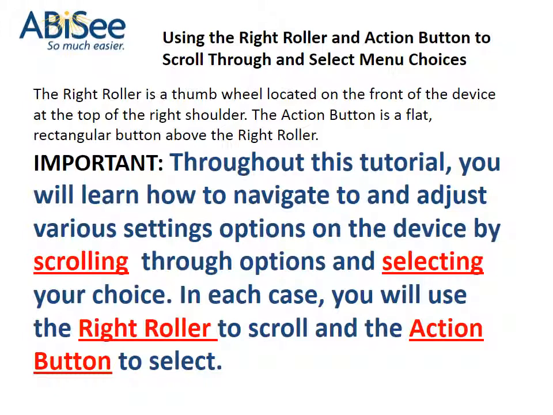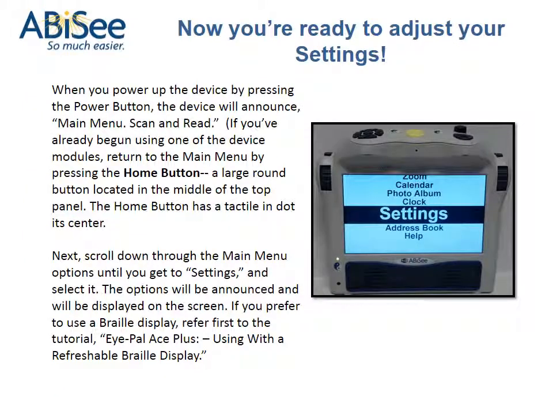Important: throughout this tutorial, you will learn how to navigate to and adjust various settings options on the device by scrolling through options and selecting your choice. In each case, you will use the right roller to scroll and the action button to select. Now you're ready to adjust your settings.